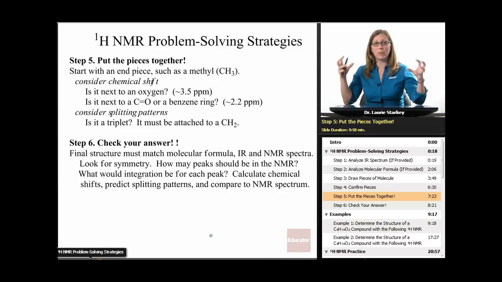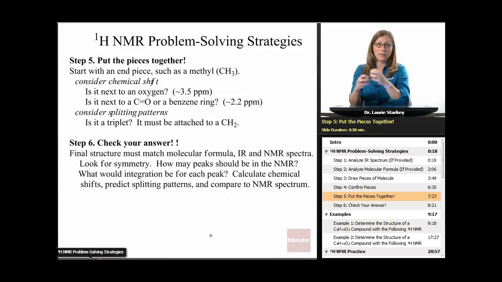Okay, how do we decide which 2 pieces are connected? Well, we're going to consider the chemical shift. Is it electron rich, electron deficient? We're going to consider the splitting pattern. Does it have any neighbors? And we need to consider both of those. So the easiest thing is to start with an end piece, like a methyl group, and start to see what things we can attach to it.